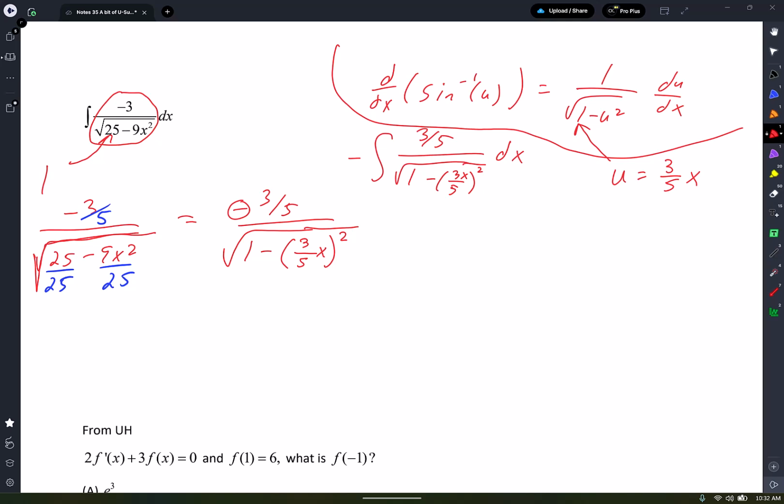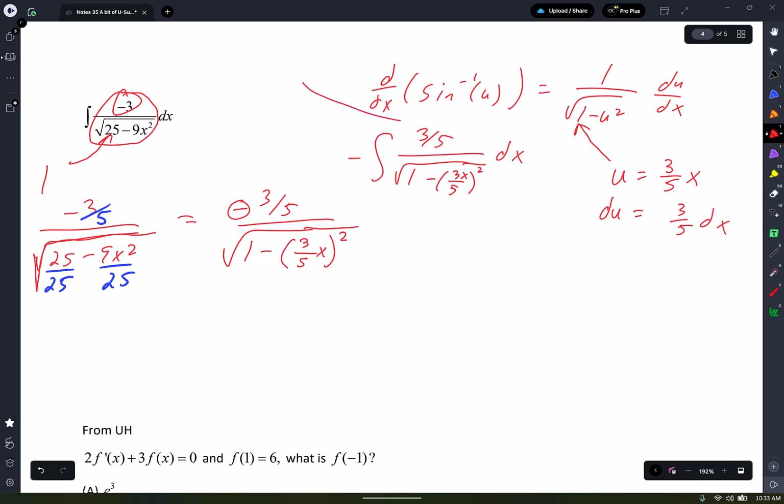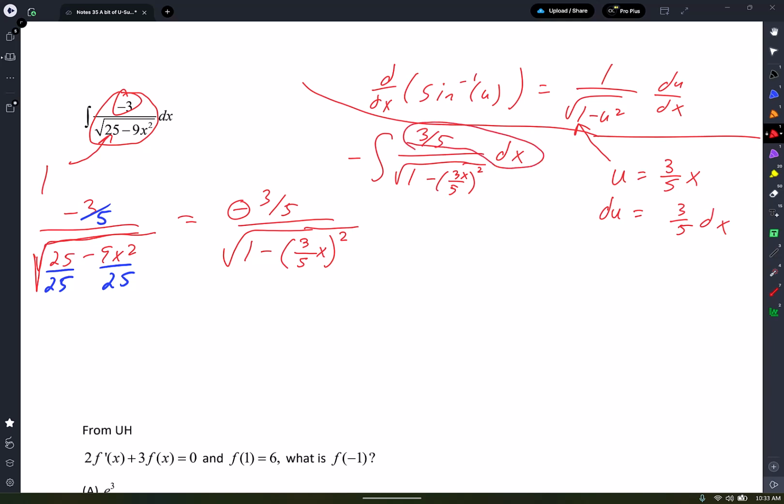That -3 is that one right there. Because remember I divided it by 5? du equals 3/5 dx. Oh, maybe I need the negative. Okay. Oh, wait. Why did I put a negative there? Yeah, I don't need the negative. So here we go. That 3/5 dx is just du. So here's what I have. Negative integral 1 over square root of 1 minus u squared du.